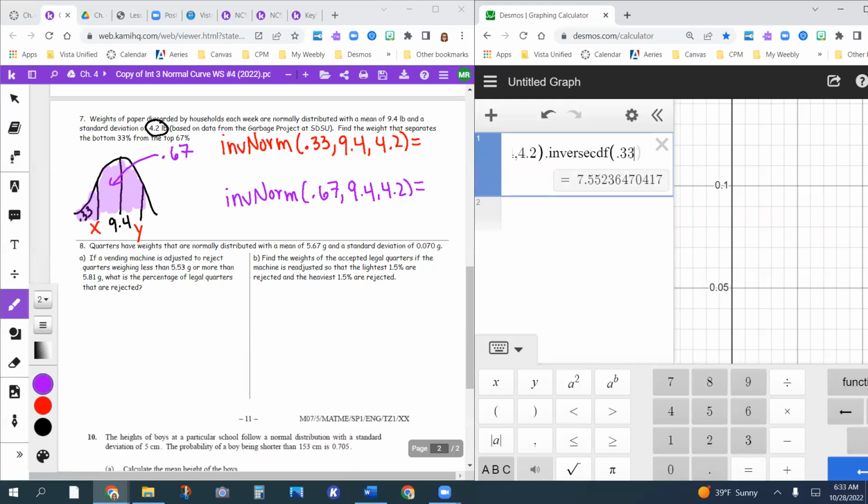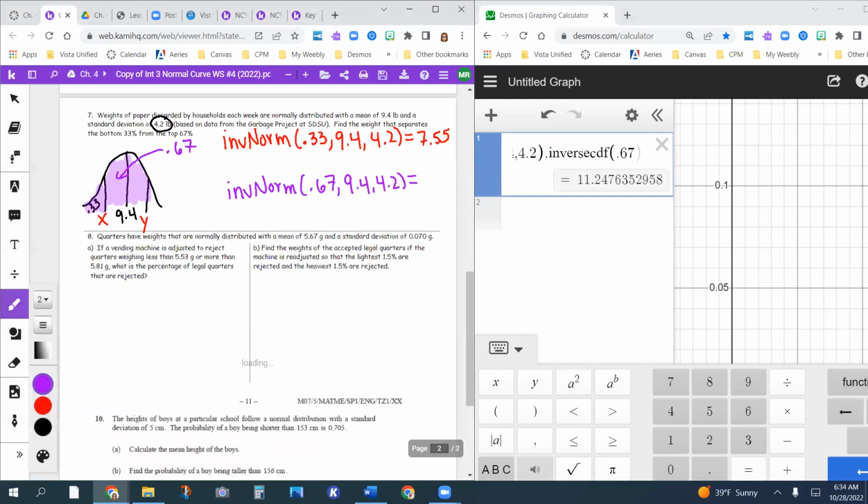And that is going to be 7.55. 7.55 would be that particular weight. And then let me do the same here. I'm going to change this to 0.67, and that is going to be 11.25.